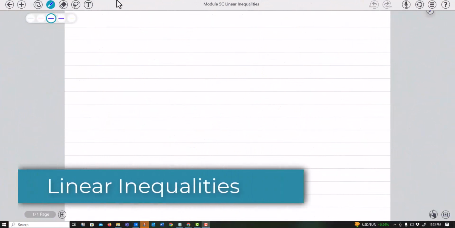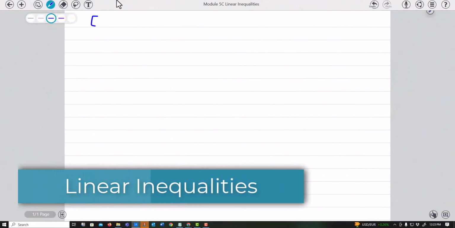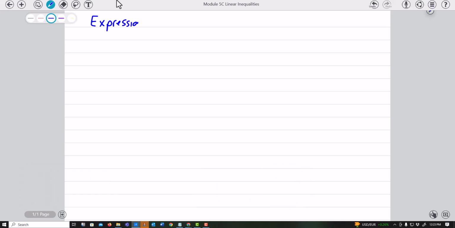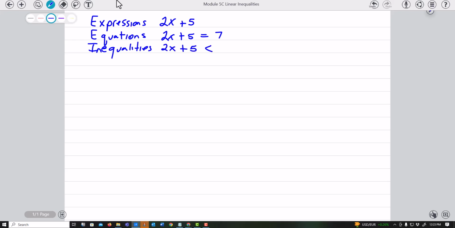All right, we started this module with linear expressions, which could be something like 2x plus 5. And then we got into linear equations, which could be something like 2x plus 5 equals 7. Now we're going to get into inequalities, where we might have an inequality sign.